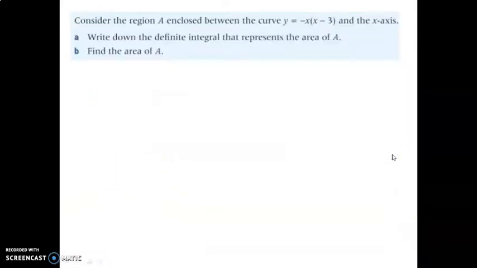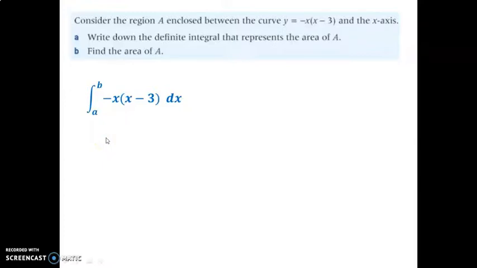Let's do one more. So we have a region A enclosed between this curve and the x-axis. It says write down the definite integral for this. Well, here's our definite integral. We have the function here, and we want to find the area between 2 points. We don't know what they are though, because it says the area enclosed by this curve and the x-axis. So what does that mean? It means that the curve intersects the x-axis and it creates an area that's caught between the x-axis and the curve, and that's what we're trying to find. So we don't know what the two boundaries are yet. We have to find them.